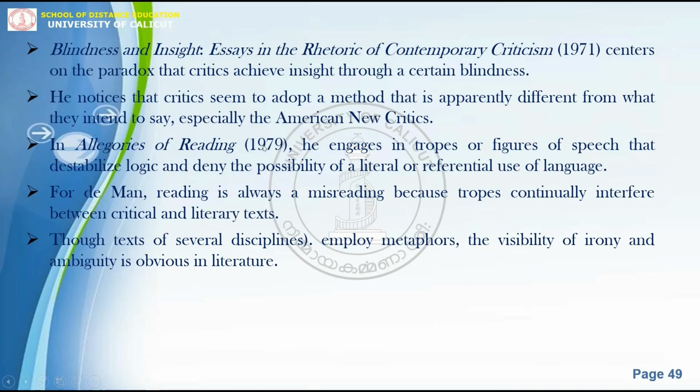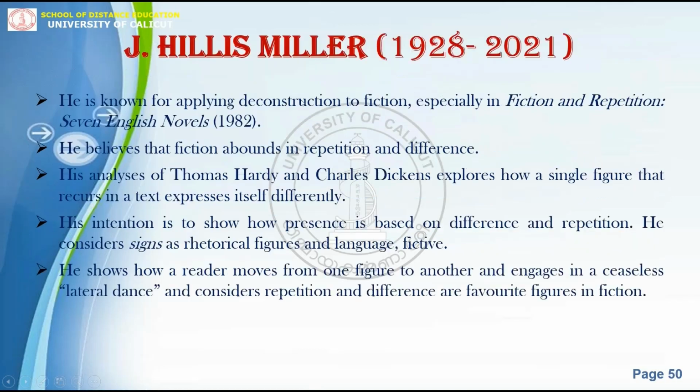In Allegories of Reading, published in 1979, he engages with tropes or figures of speech that destabilize logic and deny the possibility of a literal or referential use of language. For de Man, reading is always a misreading because tropes continually interfere between critical and literary text. Though texts of several disciplines employ metaphors, the visibility of irony and ambiguity is obvious in literature.